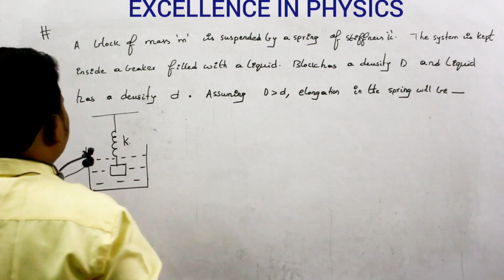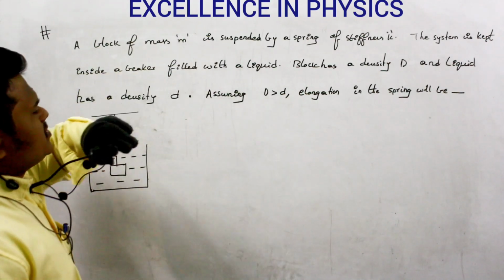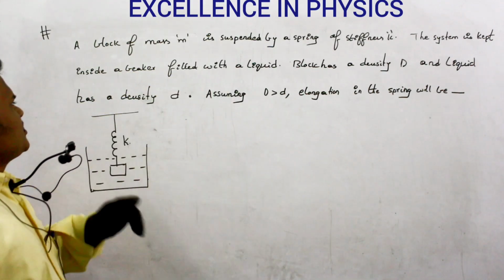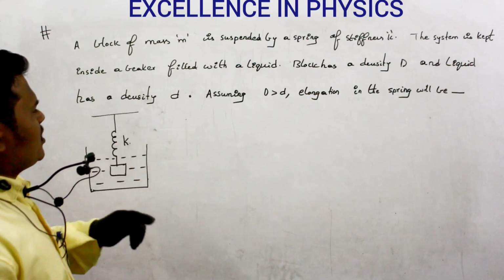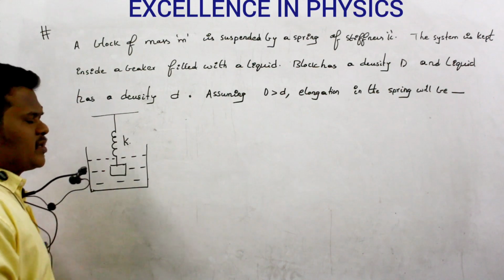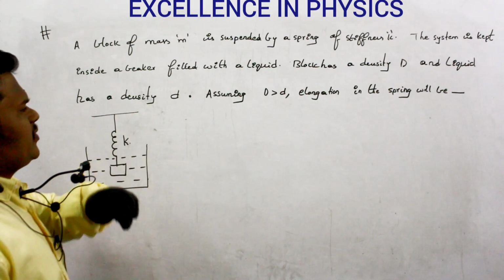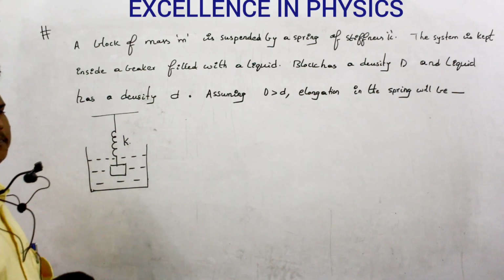Dear students, now let us see this question. A block of mass m is suspended by a spring of stiffness k. The system is kept inside a beaker filled with a liquid. The block has a density capital D and the liquid has a density small d. Assuming that the density of the block is greater than the density of the liquid, we are supposed to find out the elongation produced in this spring.